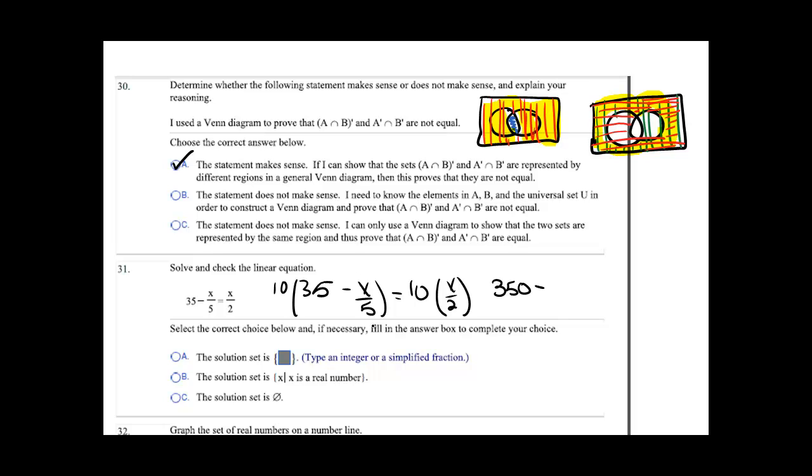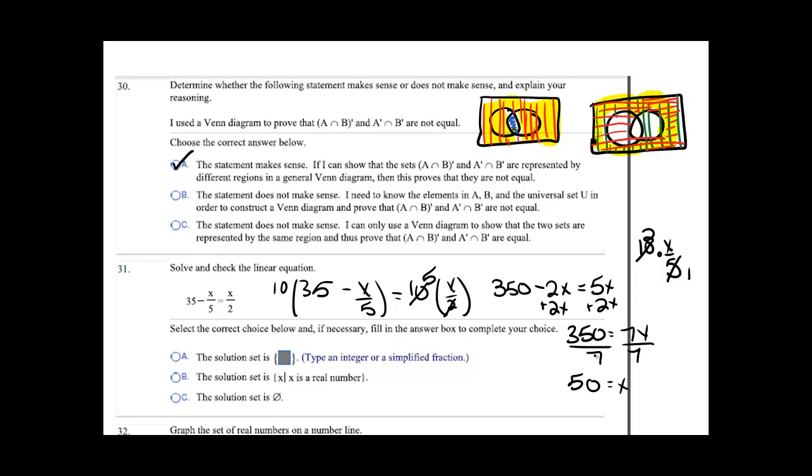Then 10 times x over 5, just to show you the side work. 10 times x over 5, we reduce here. 5 goes into 5 once and 5 goes into 10 twice. So we have 2x equals, and then here I think we can see that this 2 reduces and this 10 becomes a 5, equals 5x. We're going to move the 2x over, so plus 2x plus 2x. We get 350 equals 7x. Divide both sides by 7, and we get 50 equals x.